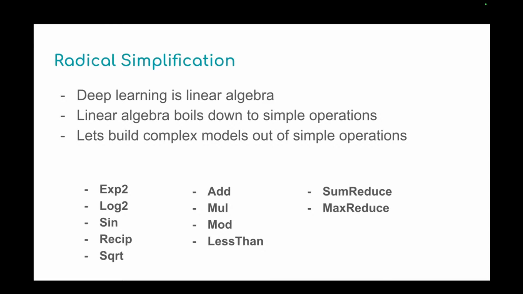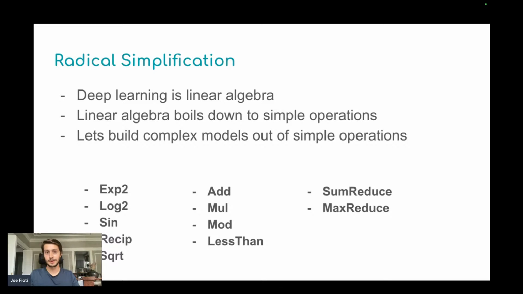And then in the middle column, we have our binaries. These take in 2 tensor inputs and produce 1 output: add, multiply, modulo, and less than. And then we have our reduction ops, and we only have 2 of them.